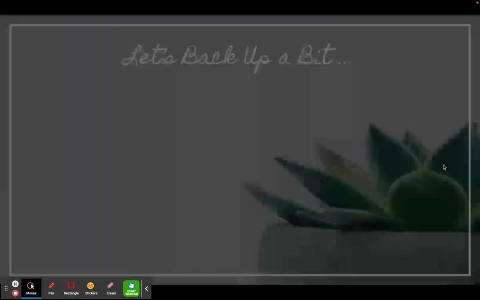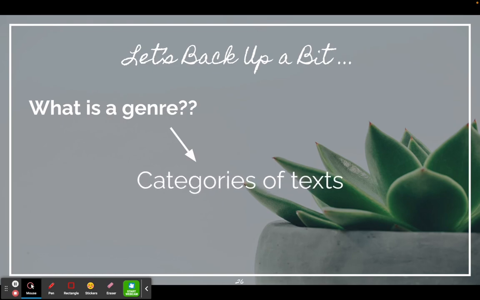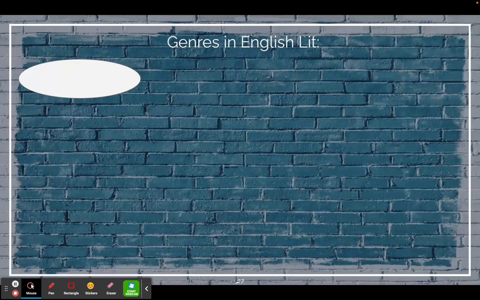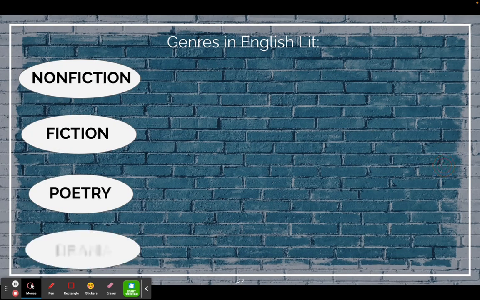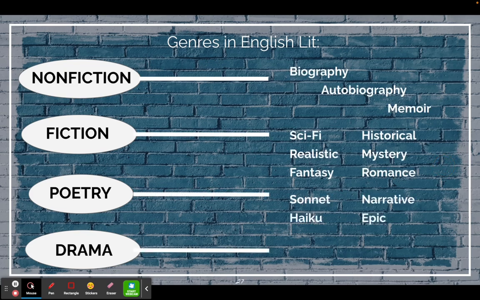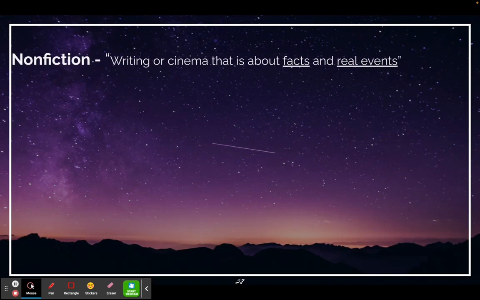So our nonfiction unit. To give you some context, nonfiction, what is that? It's a genre, and a genre is a category of text. It's a type of writing. Different genres in English literature. There are so many more than this, but these are just a few of the big ones. Nonfiction, fiction, poetry, drama. And then within those big categories, you've got little things like sci-fi, sonnets, plays. They all break down into smaller categories, but we're going to be focusing on nonfiction.